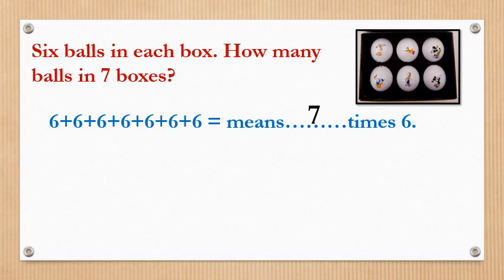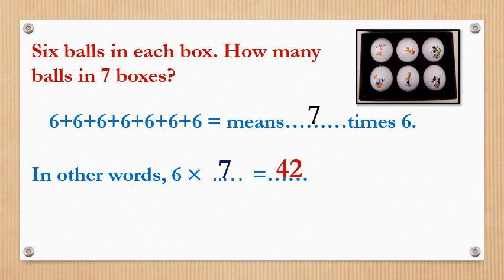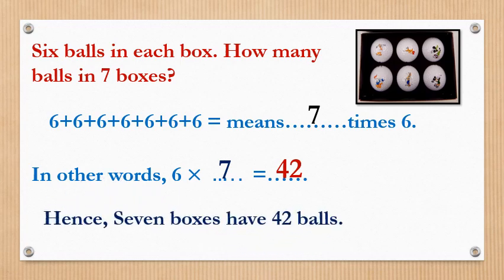I hope you understand each step, correct? Okay, in other words, we will write 6 multiplied by 7 is equal to 42. Means there are a total of 42 balls in 7 boxes. Correct?